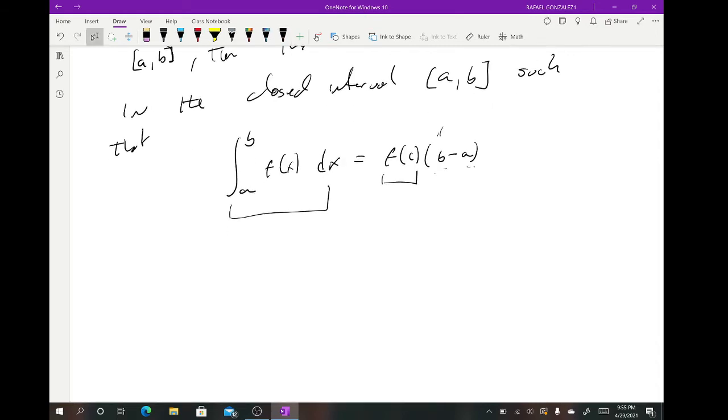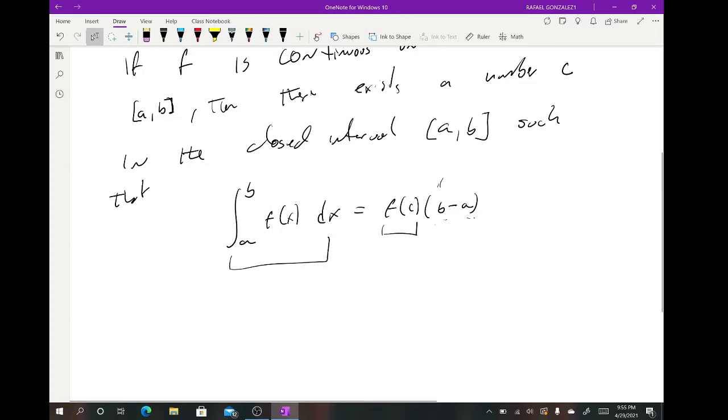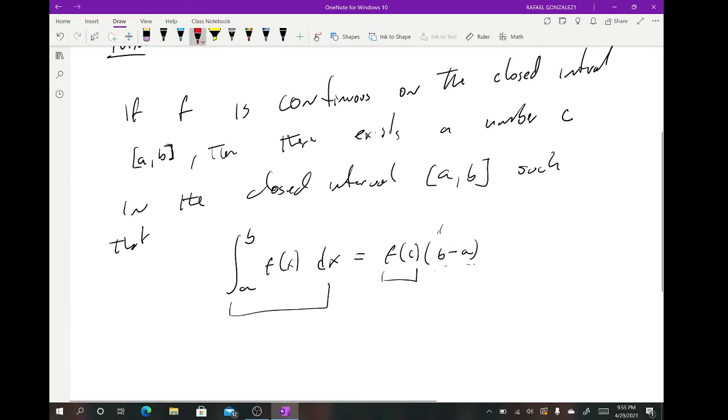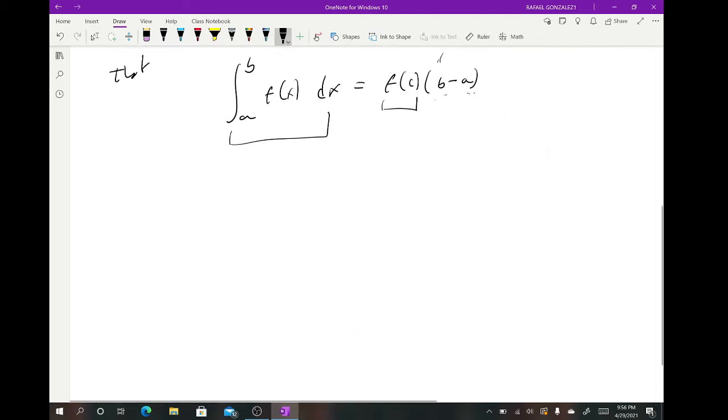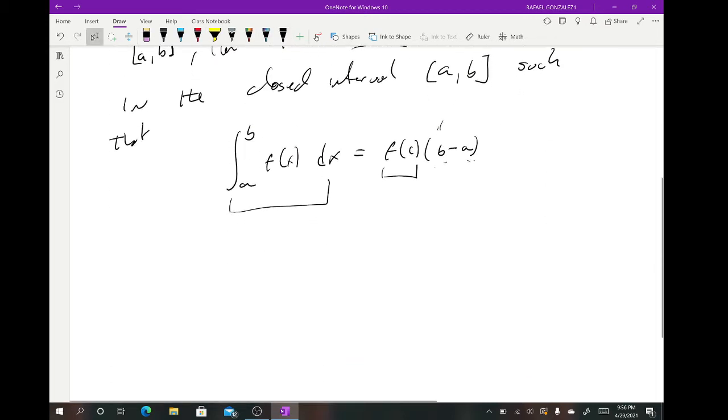Now, the curious thing to note about this theorem is that this theorem does not tell us how to find that number c. This is one of those theorems that's called an existence theorem. It says that there exists a number, but it doesn't tell us how to find it. But it does tell us that if you do find it, then it will satisfy this property.